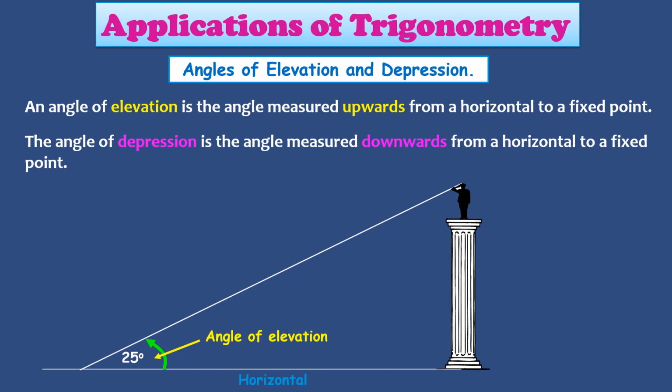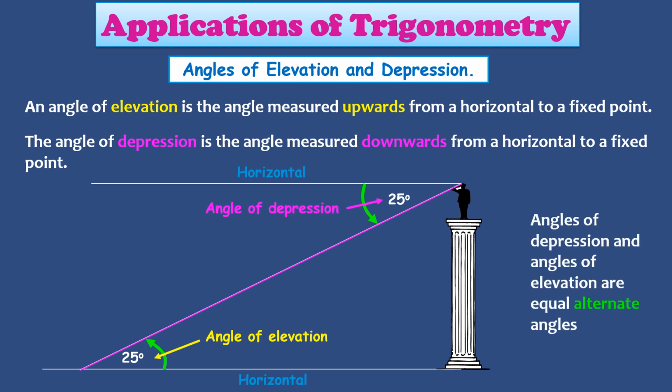The angle of depression is the angle measured downwards from a horizontal to a fixed point. In other words, if I have a look at this drawing, it will be the top of the statue looking down to the ground. So from a horizontal plane, we look down towards the ground, and that will create an angle of depression. And what is very important to notice is that the angles of depression and elevation are equal alternate angles. So if you are given an angle of depression, you can use alternate angles to place that angle inside the triangle.